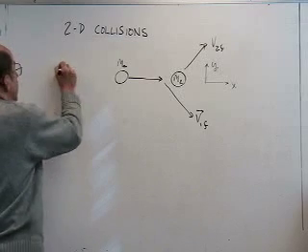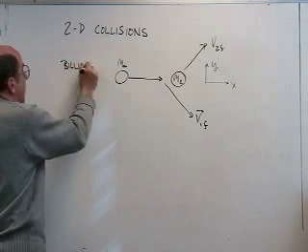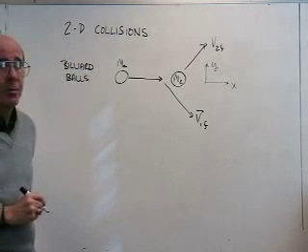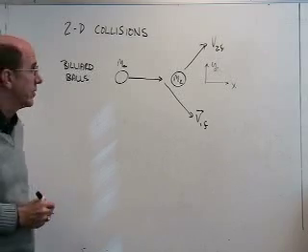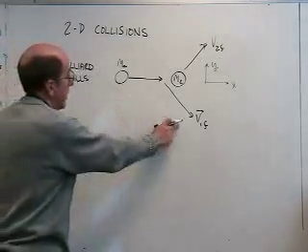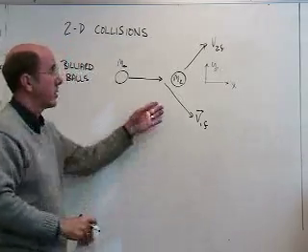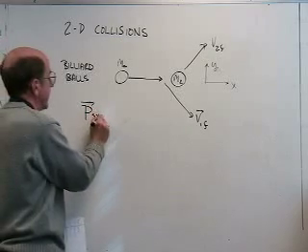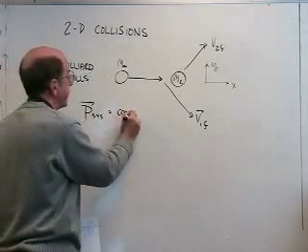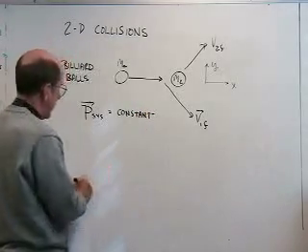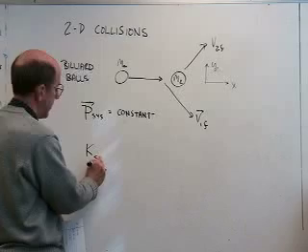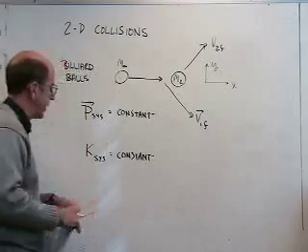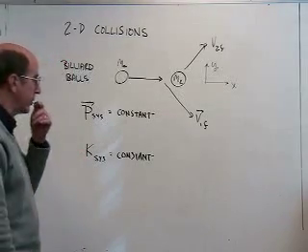If I have billiard balls, in physics a billiard ball is code for an energy collision that's elastic. There's no energy lost in the system. I can write down three things about this collision that can help me solve it. I can write down that the momentum of the system is equal to a constant. And I can write down that the kinetic energy of the system is equal to a constant. That is, the kinetic energy afterwards is the same as the kinetic energy before.